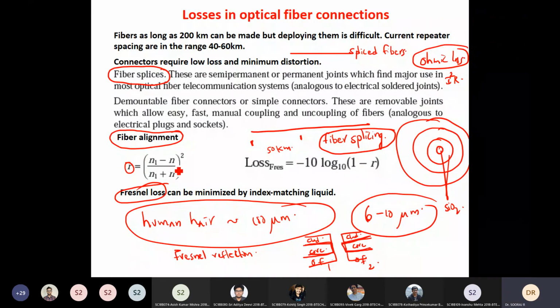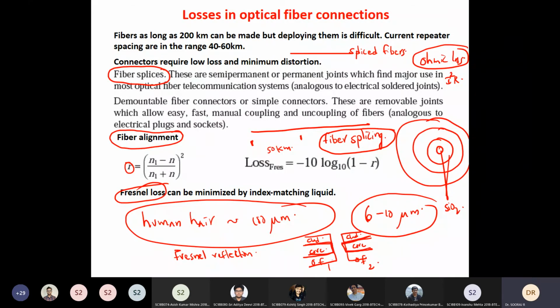If the refractive index mismatch is large, then the Fresnel reflection coefficient is large, and accordingly, the loss is also going to be large. So when you are joining two optical fibers, or splicing two optical fibers, you will have to ensure that the refractive index mismatch between the two optical fibers is as small as possible, so that the Fresnel loss can be minimized.